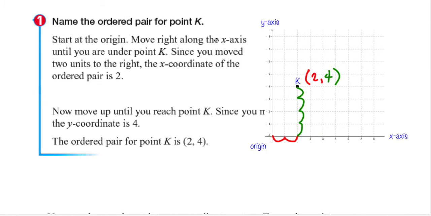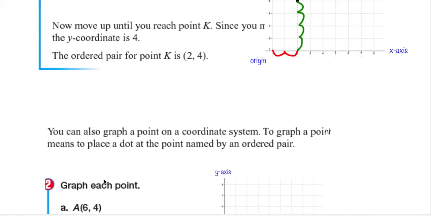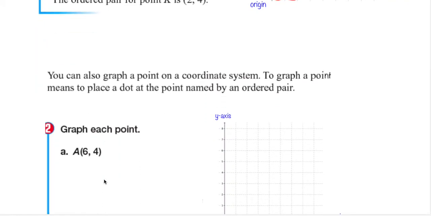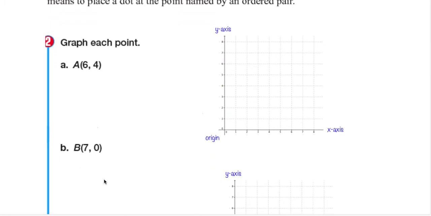Okay, moving on. You can also graph a point on the coordinate system. To graph a point means to place a dot at the point named by the ordered pair. Okay, let's say we want to graph these 2 points. Graph point A (6, 4) and point B (7, 0). Let's do (6, 4) for now, point A. Okay, first let's start at the origin.